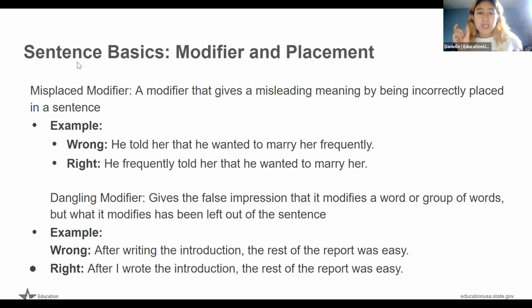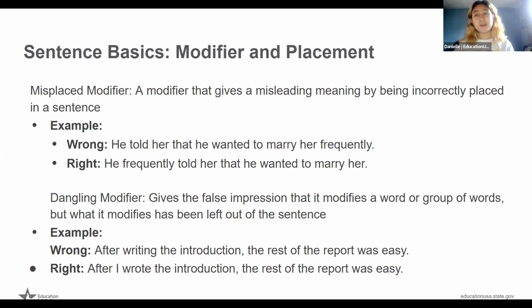It's modifying the part where the person is doing the action, as opposed to the first example, where the tense getting modified is "he wanted to marry her frequently," as opposed to the told part. But we want "he told her" to be the frequently part, not "he wanted to marry her frequently," because as we know, marrying isn't a frequent kind of thing, as opposed to just telling someone. Right, exactly. The meaning changes completely. So a dangling modifier gives the false impression that it modifies a word or group of words, but what it modifies has been left out of the sentence.